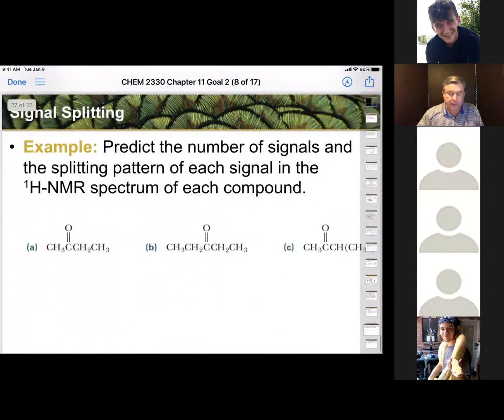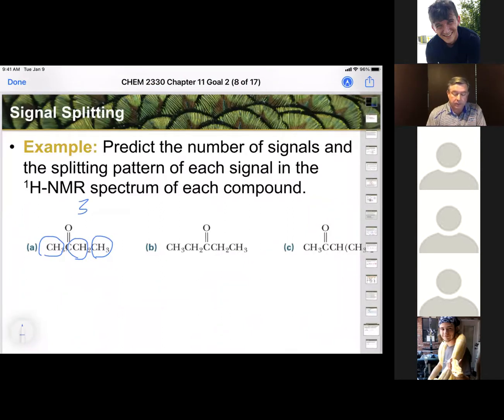Okay. All right. Let's see if I've got a couple more examples on this. Yes. All right. Let's predict the number of signals on these in our last 5 minutes so we can get this really, really down. The first thing we need to do is make sure things are equivalent or not equivalent. So we have a CH3 next to a carbonyl, so that's different than this CH3. And this is a CH2, so that's automatically different. So we're going to have 3 peaks.